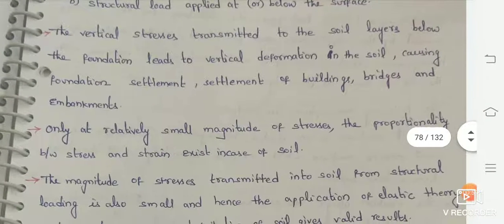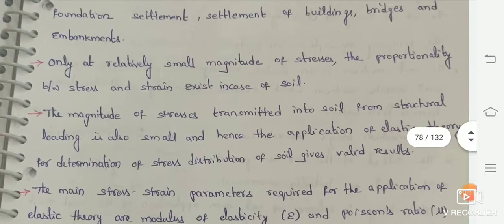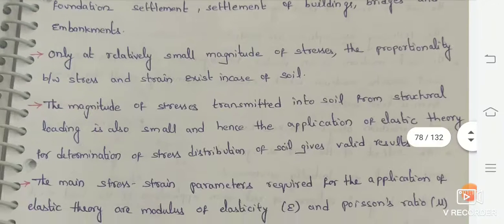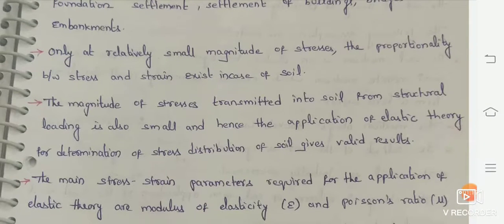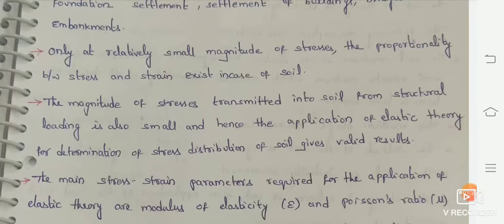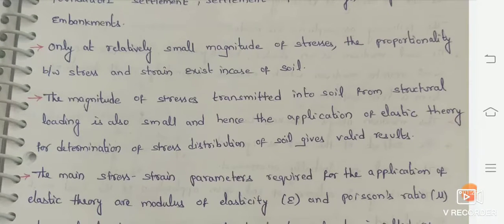Not only this, there will be some small magnitudes where the stress is directly proportional to the strain for a soil sample. And these magnitudes, whichever are transmitted by the structures, are small loads only. So the elastic theory will be taken into consideration. So this elastic theory is used for the determination of stress and soil distribution.